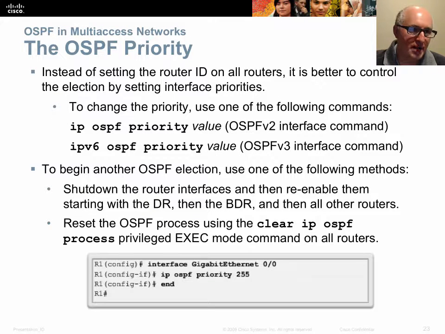Now the OSPF priority. You do want to set the router ID on all routers, but you can control the election better by also setting the priority on the port. You can see that as an example here. If I type ip ospf priority 255 on this port, this router is going to win the election. Similarly, if you did not want a router to be the DR for a network segment, you could type ip ospf priority 0, and it would be unable to serve as the DR.